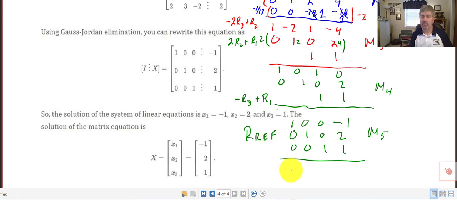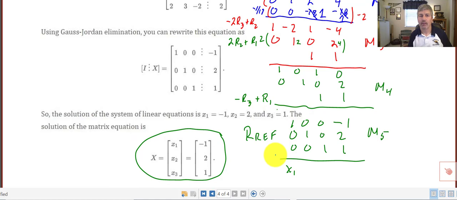And then we can see here that x sub 1 equals negative 1, x sub 2 is equal to 2, and x sub 3, which we've known for a while, is equal to 1. And that is the final solution to that system. And you'll get some more practice with using Gauss-Jordan elimination to solve systems of equations when I see you in class.